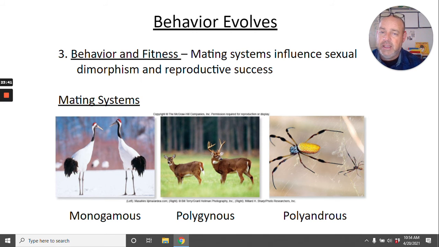With polygynous, clearly the female is going to be giving the parental care because the male's already out probably mating with another female, and he's just there to try and increase the numbers of the species, but he's not going to spend a lot of time caring about raising the young. And the opposite would be true for the spiders in the polyandrous situation.